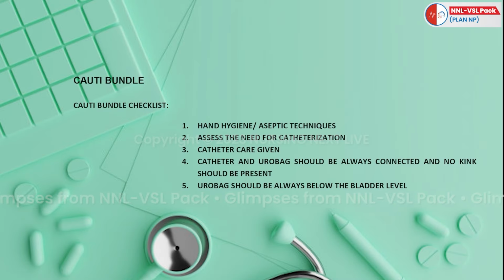CAUTI bundle checklist. Hand hygiene. Assess the need for catheterization. Catheter care given. Catheter and urobag should always be connected and no kink should be present. Urobag should always be below the bladder level.